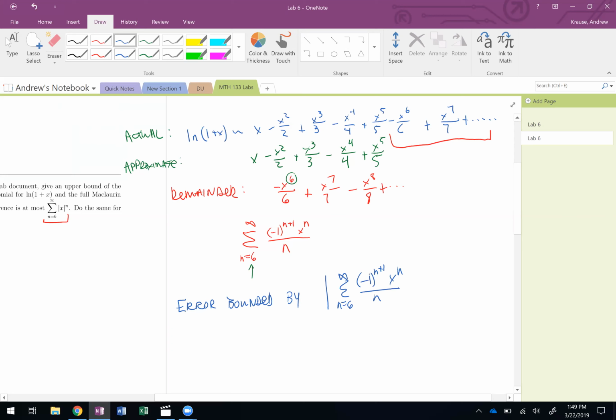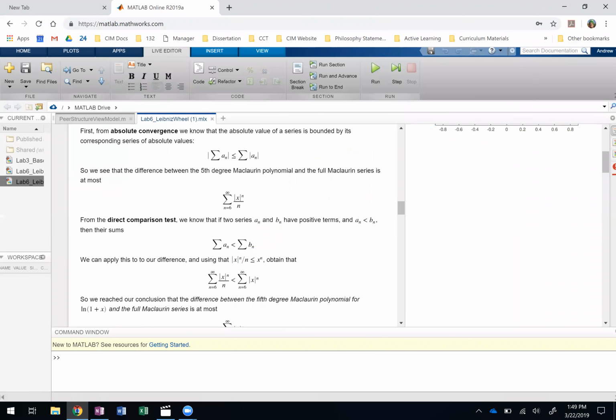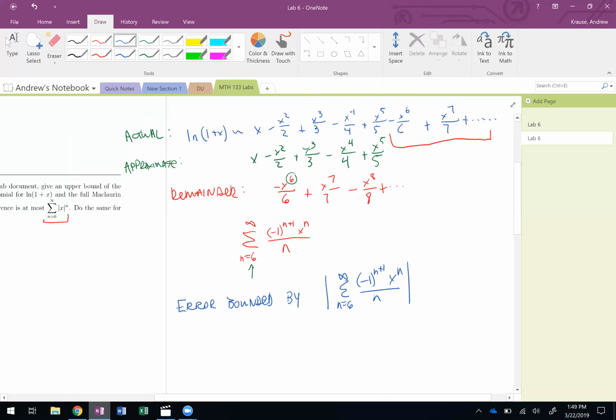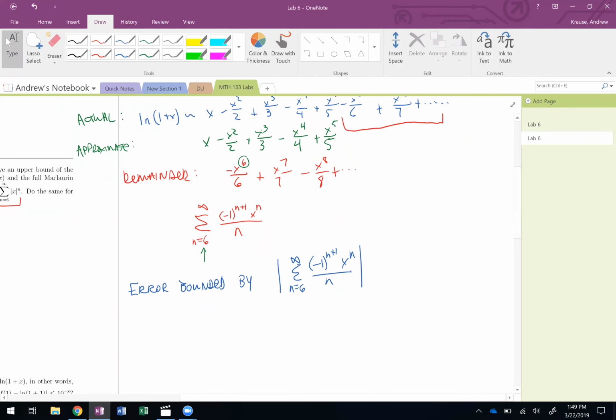Okay, so there's our error bounds. And then there's some other stuff in here. It says that the absolute value of the series is less than or equal to the series of the absolute values. What's going on there? So what we're trying to say is that this absolute value is less than or equal to the sum of the absolute values of what is inside of the series notation.